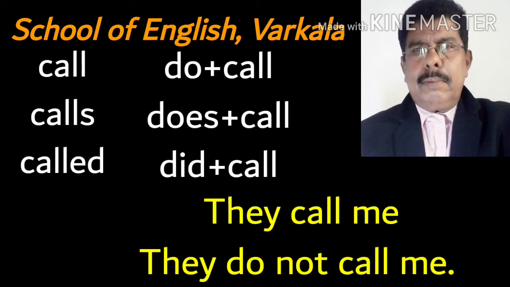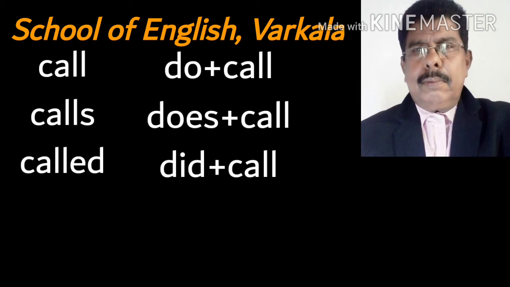We have to split call: do plus call, and add not to it. They do not call me. They call me, they do not call me. So in order to make this sentence negative, we sought the help of the do verb.